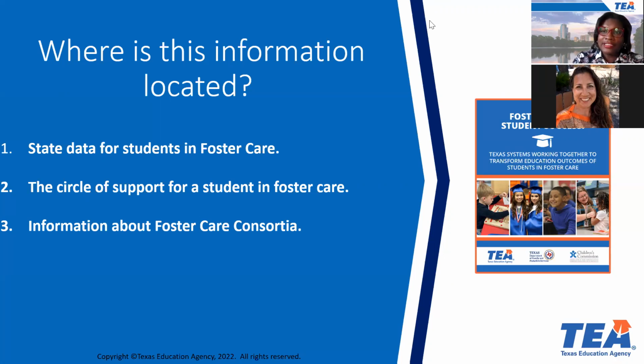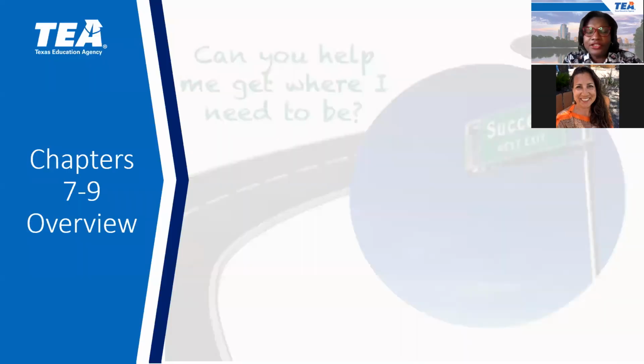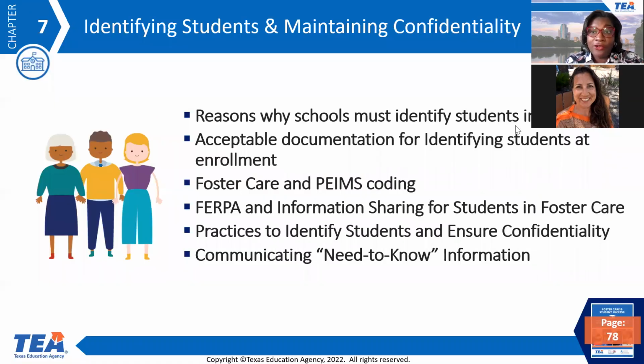So now let's continue with chapters 7 through 9. Let's talk about chapters 7 through 9. Chapter seven's color is blue, which means it has district and LEA responsibilities in it. The title of chapter 7 is Identifying Students and Maintaining Confidentiality.